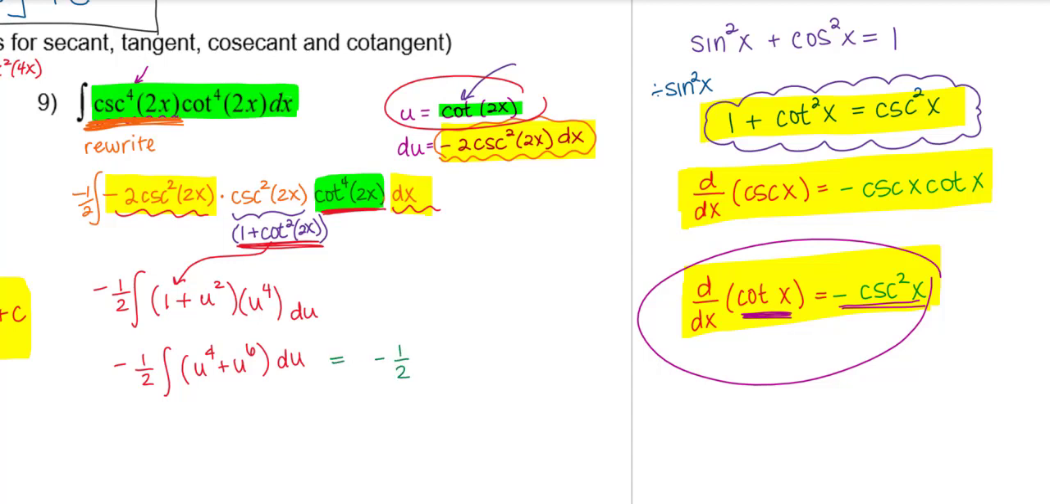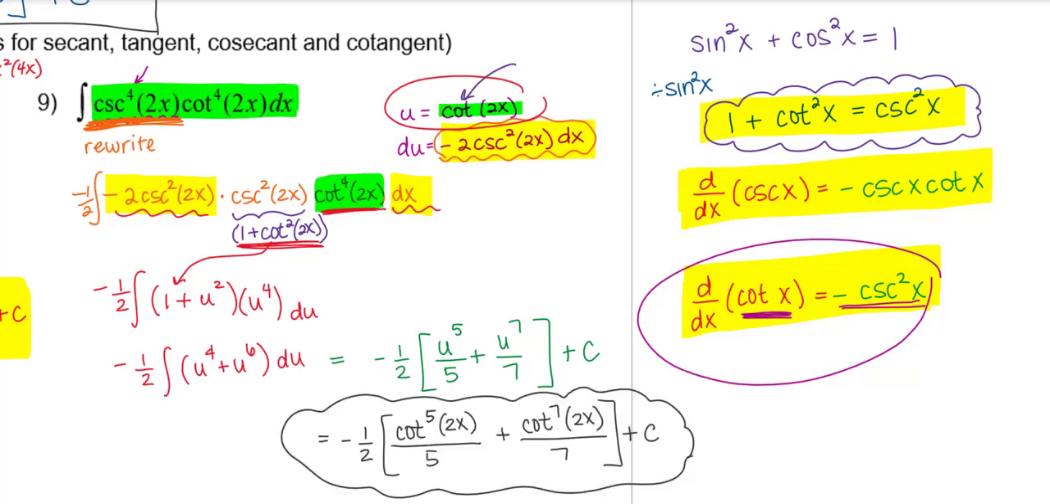So it's negative 1/2. I'll just leave that on the outside. U to the fifth over 5 plus u to the 7th over 7. Don't forget your plus c. And lastly, I will put my u back in. My u was cotangent of 2x. Okay, and there's my final answer.